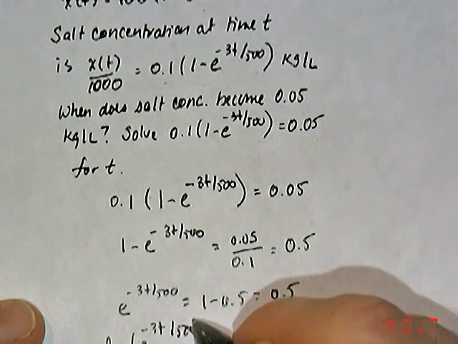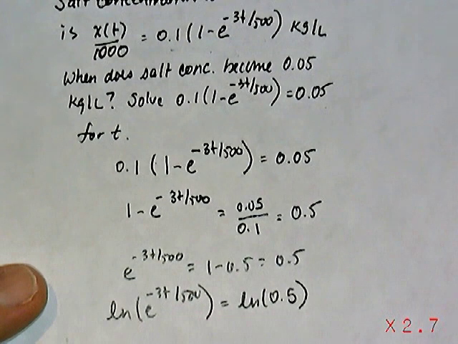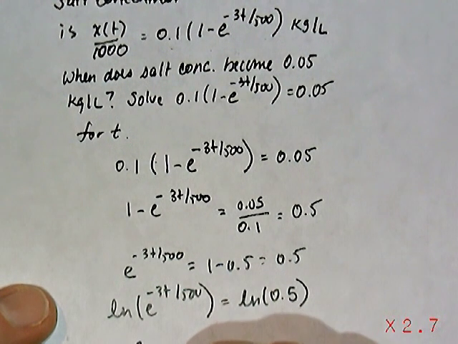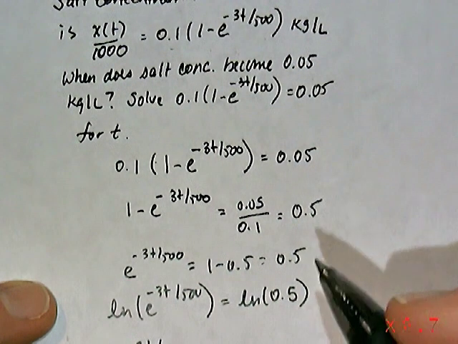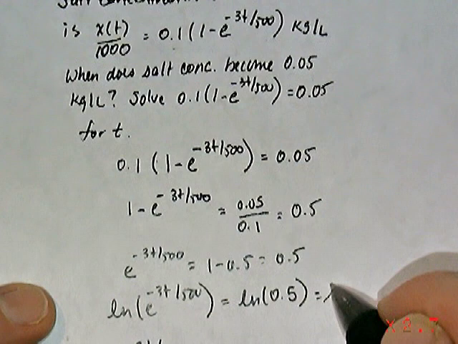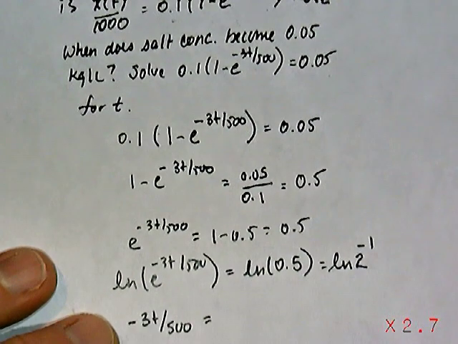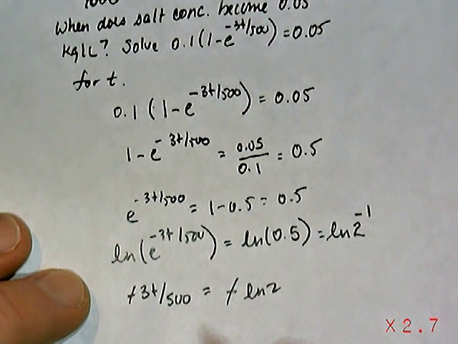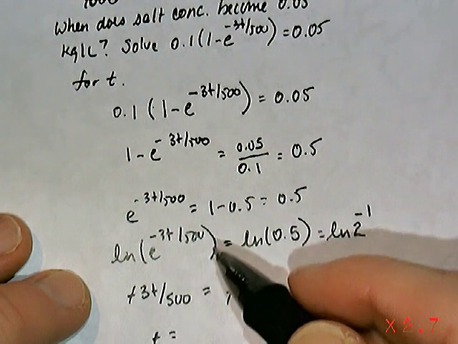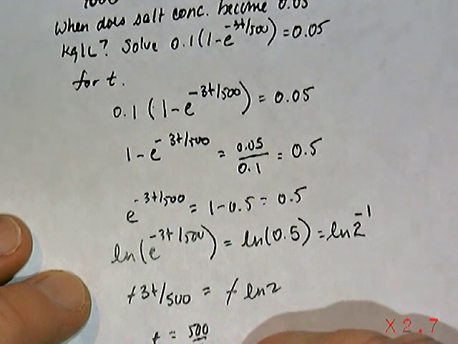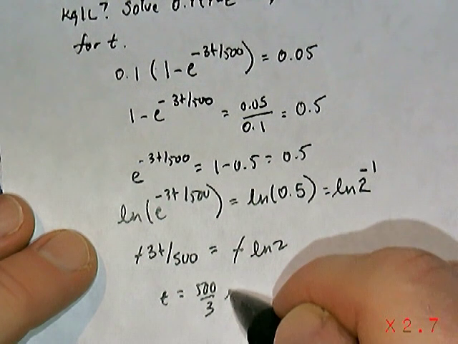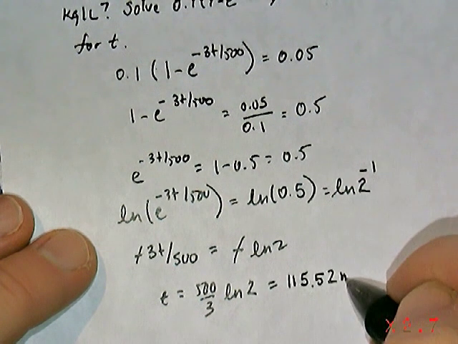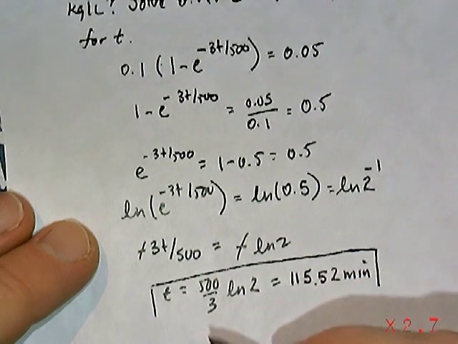Taking the natural log of both sides, the natural log of e to the minus 3t over 500 equals the natural log of 0.5. Because the natural log and e are inverse functions, we get minus 3t over 500 equals the natural log of 1/2, which is also the natural log of 2 to the minus 1 power. So this is equal to minus the natural log of 2. The negative signs cancel out, and we get that t is equal to 500 over 3 times the natural log of 2, which turns out to be about 115.52 minutes. So that's how long it would take to get that particular concentration.